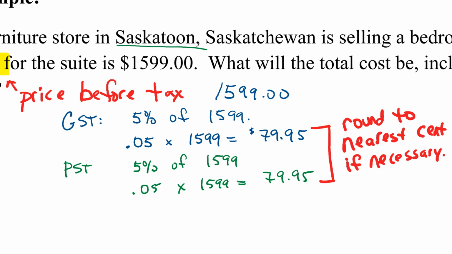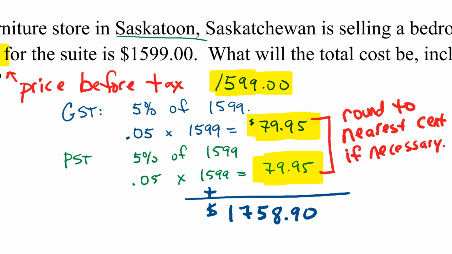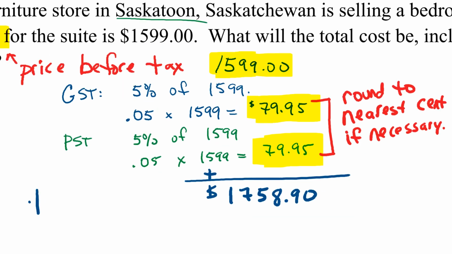Okay, so the price before tax, $1,599, and then we have to add two taxes. So here are the three things that we're going to have to add together. We're going to have to add this number, which is the price before the tax, the GST, and the PST. So when I add those all together in my calculator, I'm just going to put like a big plus here. Those ones add up to $1,758.90, and I'll even label this one. This one is my total after taxes.